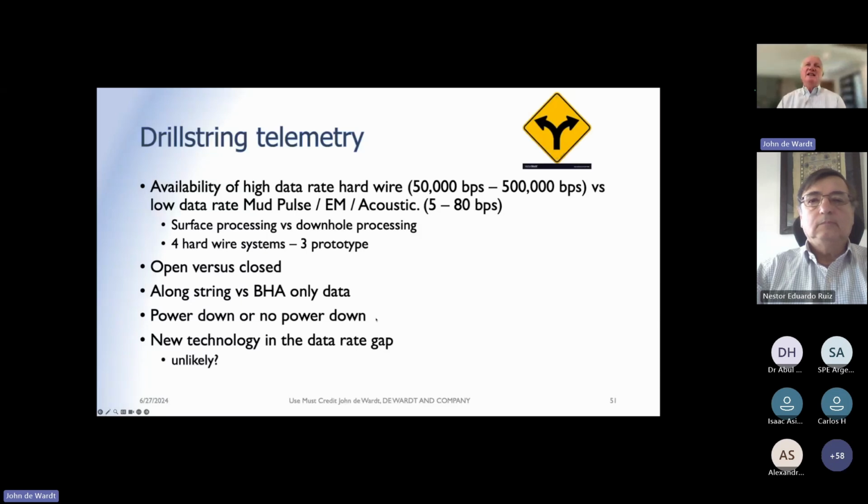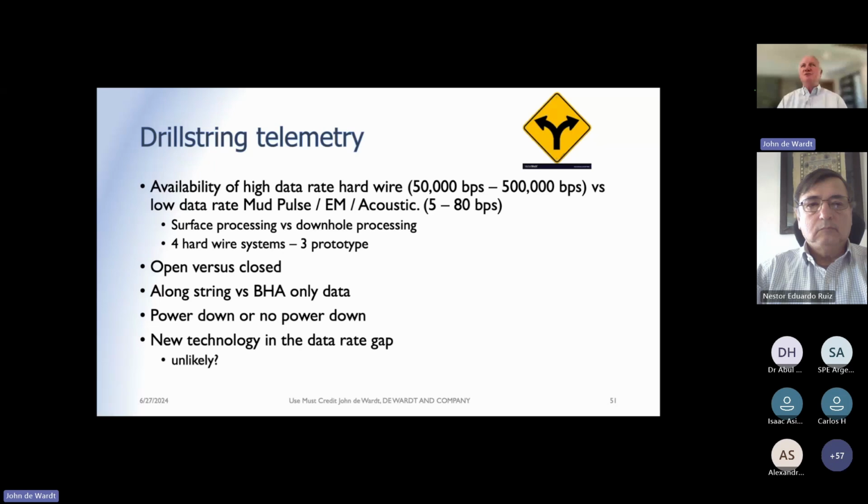And then the question I raise is, would a new technology emerge that's going to fill this gap between up to 80 bits per second and 50,000, 500,000? And I think that's unlikely. And I think that what's going to happen is we will see the hard wire will have some niche applications, particularly in areas where collecting formation data in real time drives decision making for field development planning. And when that happens, you're going to take the hardwire system, pay the extra, and manage the reliability.